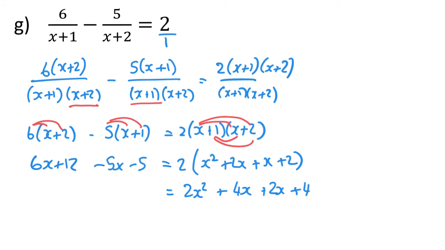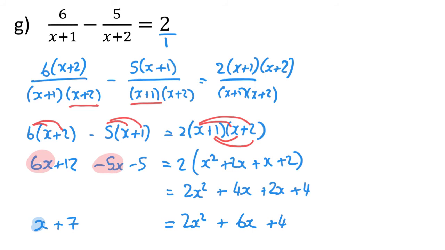We need to collect the terms. So on the left hand side, we've got 6x minus 5x, so that's x. And then we've got 12 take away 5, which is 7, so x plus 7. And that's going to equal 2x squared plus 6x plus 4.